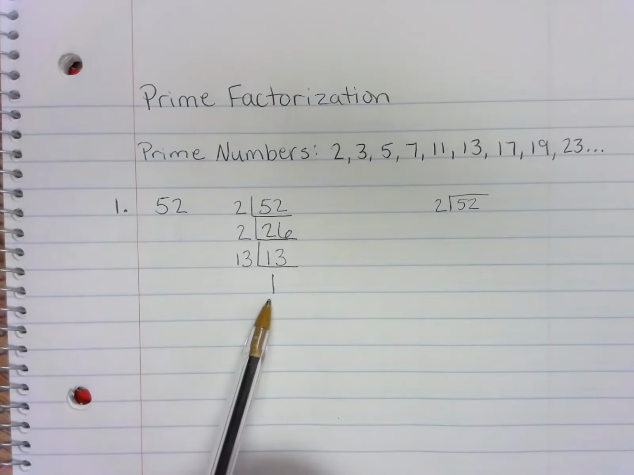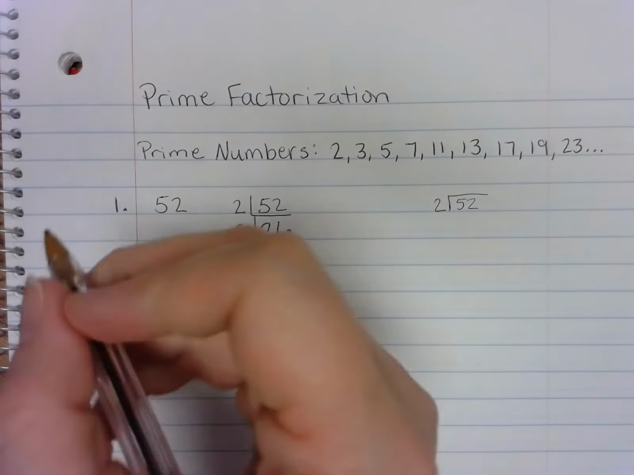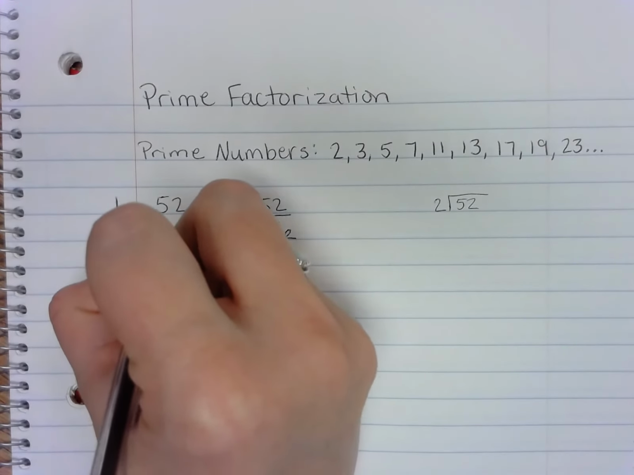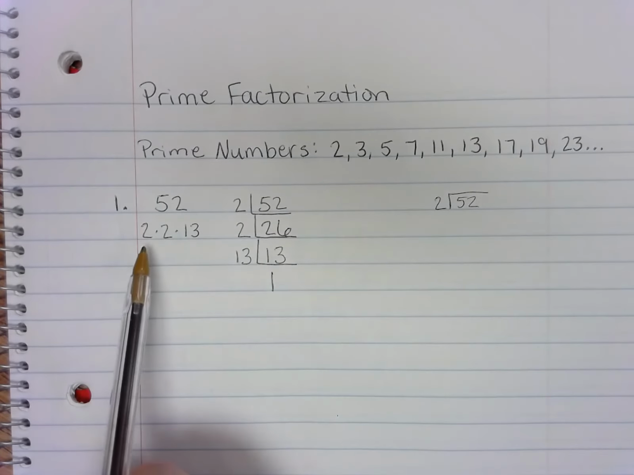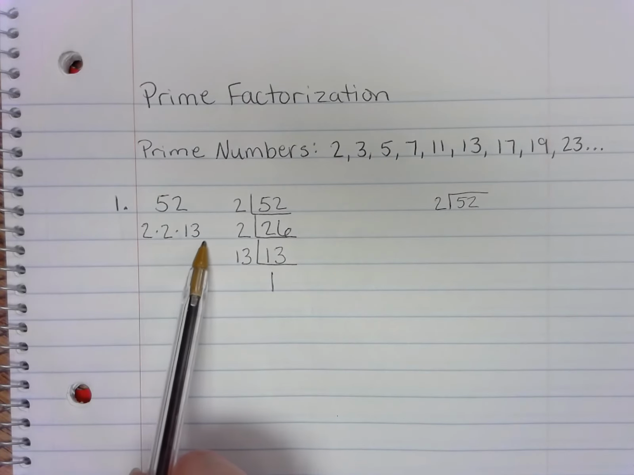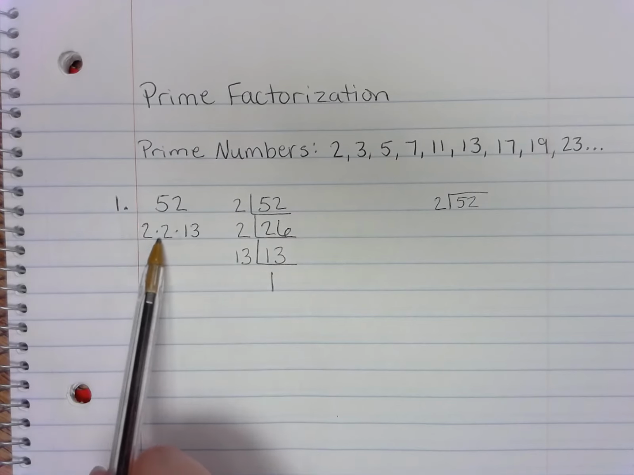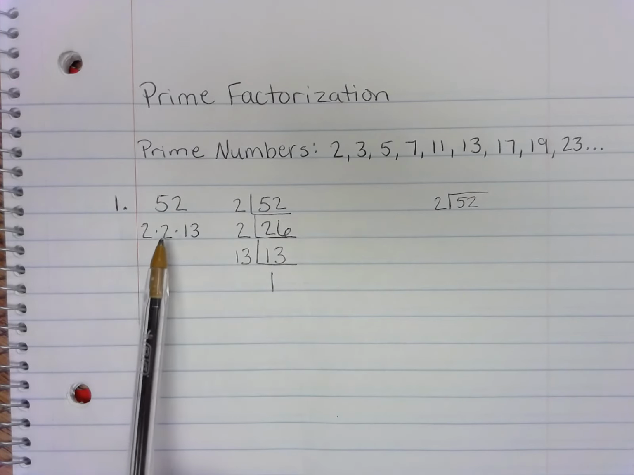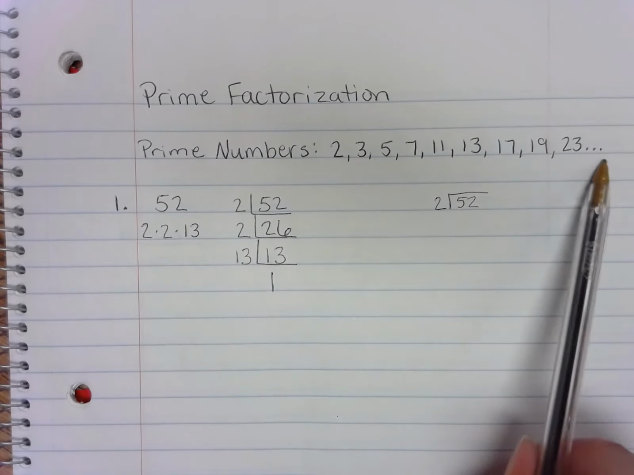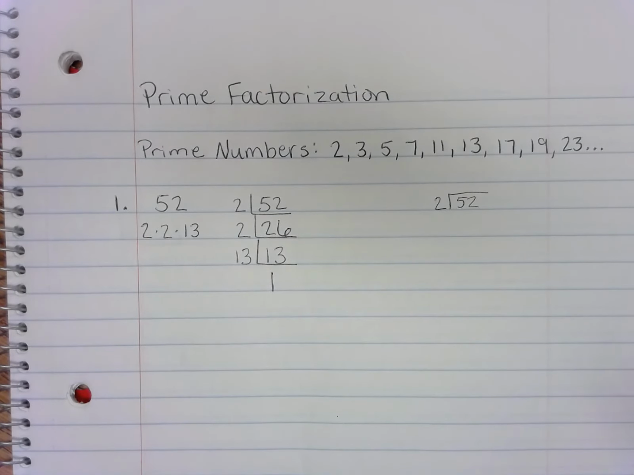You will stop when you get a quotient or an answer equaling 1. So our prime factorization of 52 is 2 times 2 times 13. When you multiply this together, you could check in your calculator, multiplying 2 times 2 times 13, it should equal 52. And also notice that all of these numbers are prime numbers. So we've done the prime factorization of 52 equaling 2 times 2 times 13.